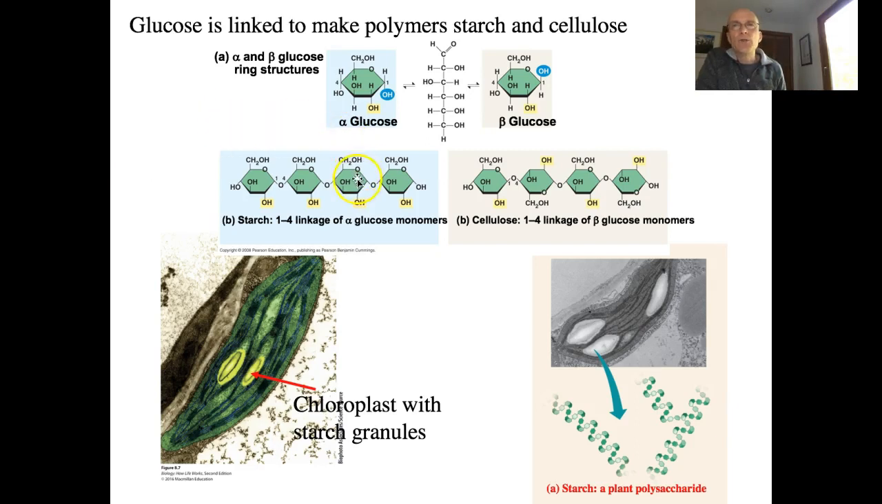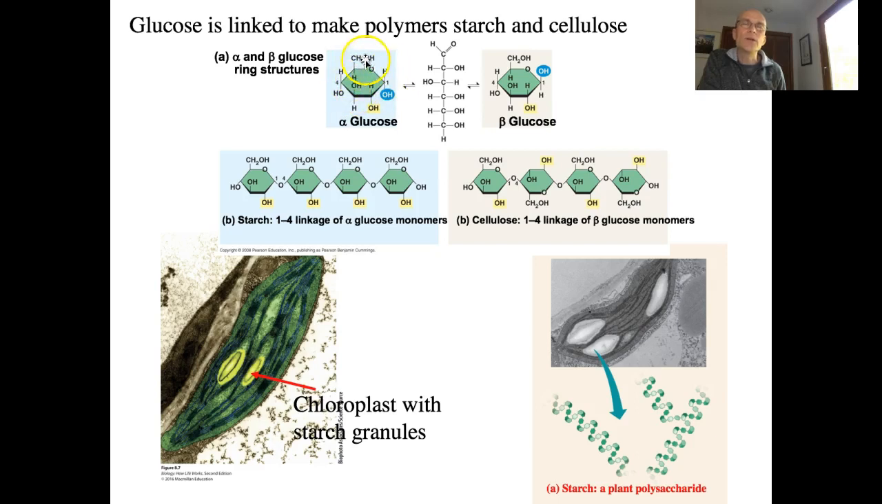So what I'm showing you here is the chloroplast with starch granules. This is one I showed you in lecture 2. Again, this is the same thing here, our starch granules. But in the second lecture, it was in the context of glucose molecules producing long polymers. So I say here glucose is linked to make polymers, starch and cellulose. And back then we talked about the alpha and the beta glucose. We said how they were linked, right?